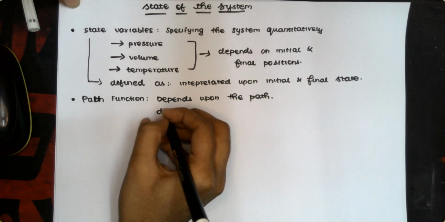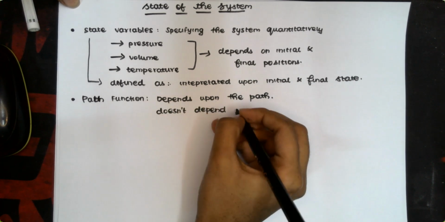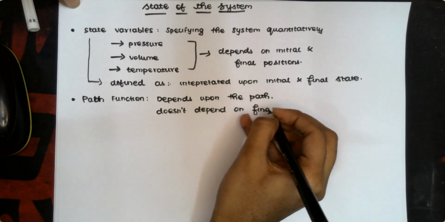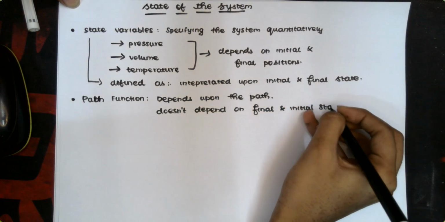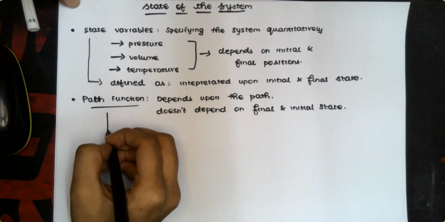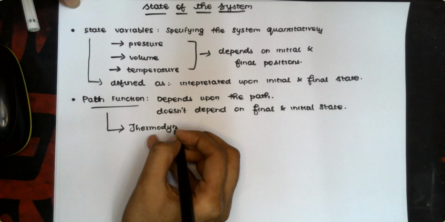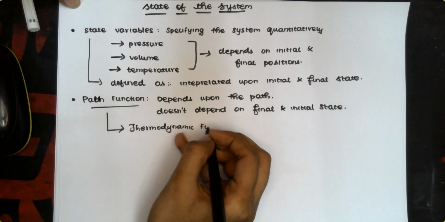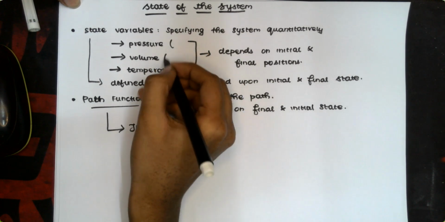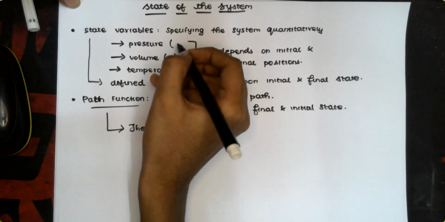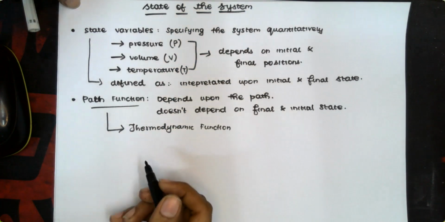Usually these state functions are called thermodynamic properties and they should always be represented by upper cases only. For example, pressure should be represented as capital P, that is uppercase P. Similarly, volume, that is also a state variable, is represented as capital V. Pressure, volume, temperature. So what is temperature? It is the degree of hotness or coldness. So T represents temperature, capital T.